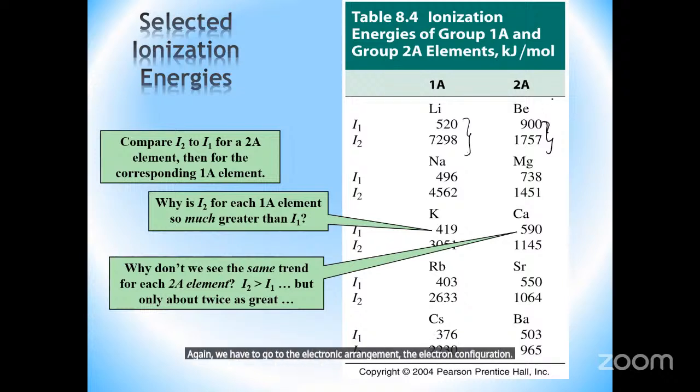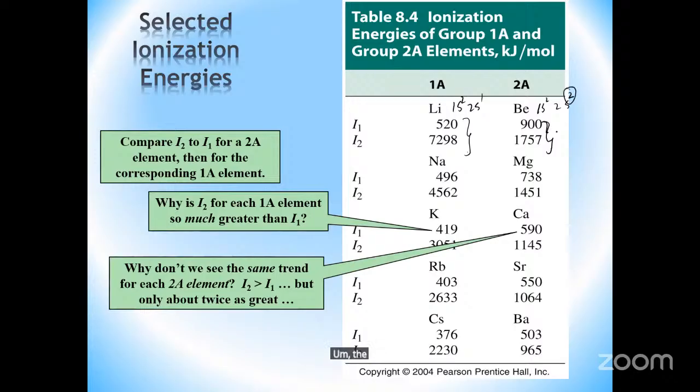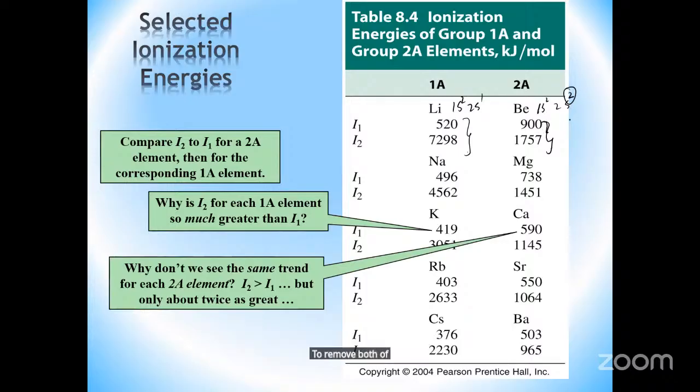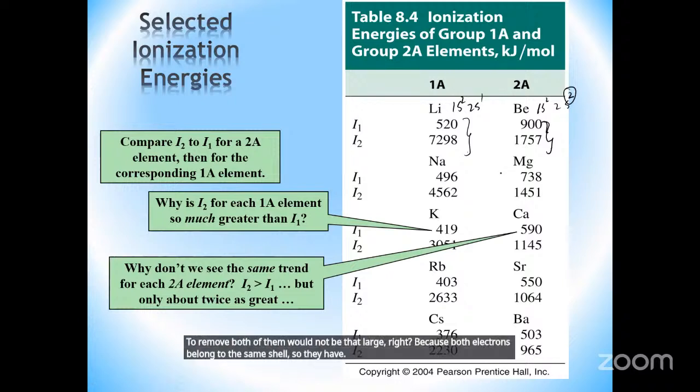In the case of beryllium, the electronic configuration is 1s2, 2s2, right? In the case of lithium, it is 1s2, 2s1, right? So in the case of beryllium, the two electrons that are to be removed would come from the second shell, right? So therefore, the difference in energy required to remove both of them would not be that large, right? Because both electrons belong to the same shell, so they have about the same energy level.